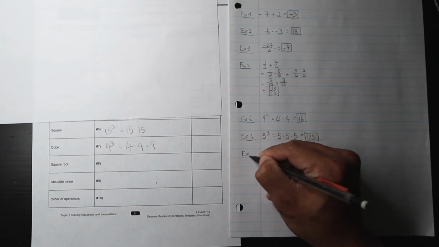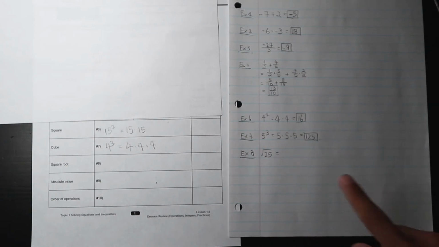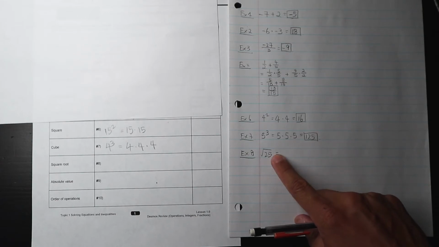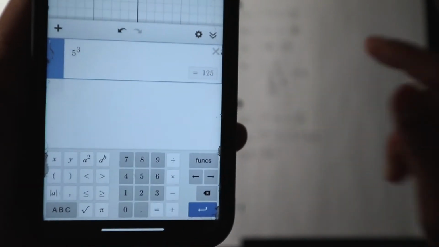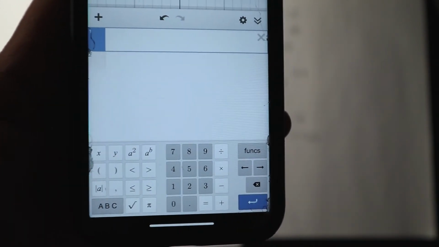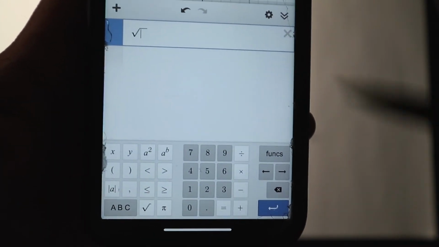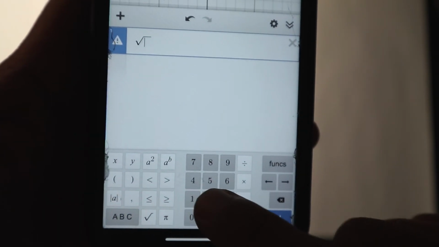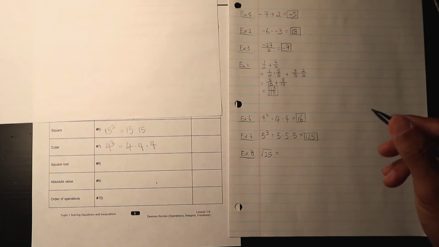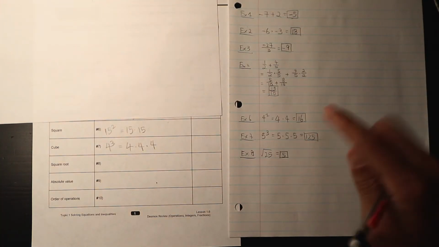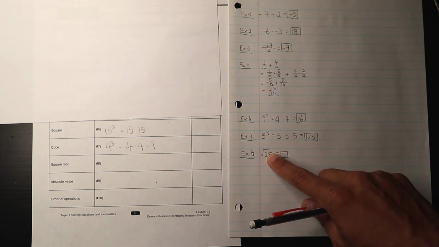Well, in example 8, if I were to find out what is square root of 25, that means I have to find a number, multiply by itself twice to get 25. So you have to find out, what times what is 25? So you see this little square root button. You're going to press that, and then the square root sign appears, and then you put 25. So square root of 25 is 5, and you're going to put it there because we know that 5 times 5 is 25. Again, 5 times 5 is 25.